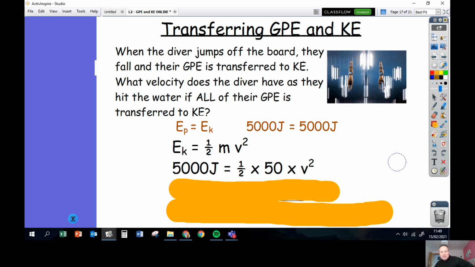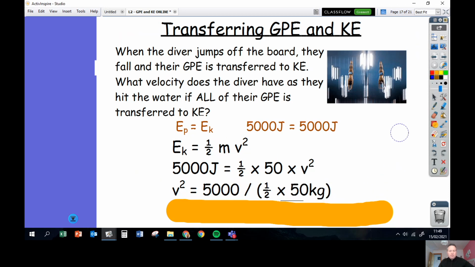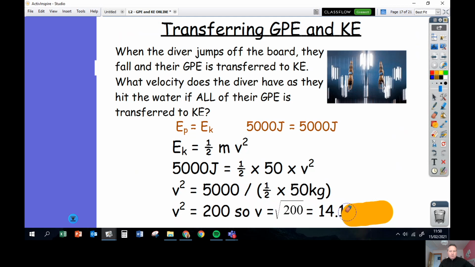5,000 is a half times 50, his mass, which hasn't changed since the first question, times his speed squared. I've just done my rearrangement, really, for working out velocity. So v squared is 5,000 divided by a half times 50. So v squared is 200. So I need to do my square root. Root 200 gives my velocity of 14.14.